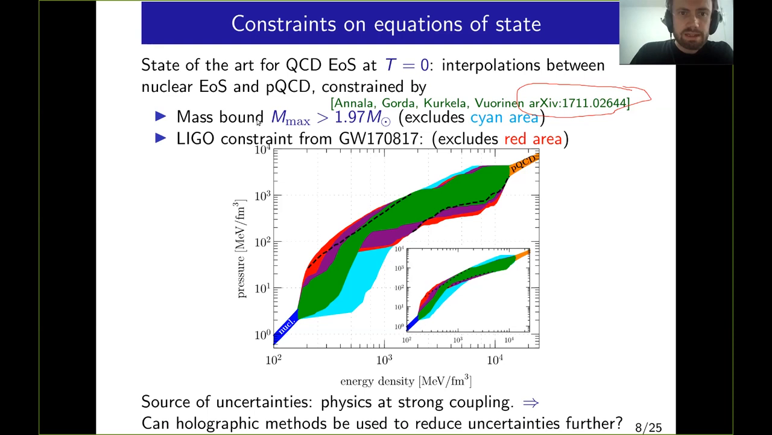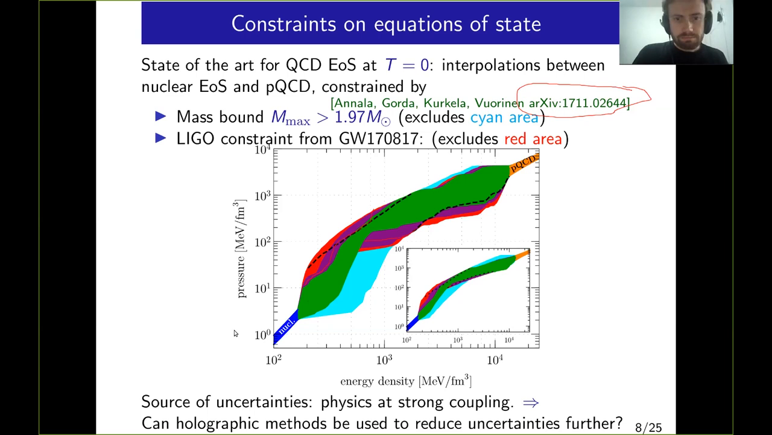First, if you apply the bound from the maximum mass, that it must be at least around 2 times the solar mass, this excludes the cyan area in this band of equations of state. And then on top of that, you can apply the bound from the LIGO observation of the neutron star merger, the upper bound for the tidal deformability. This excludes the red area. Actually, it excludes a little bit more than the red area, because this plot assumes a result from LIGO which has been a little bit refined after a more careful analysis. So actually, it also excludes roughly half of this violet area as well.